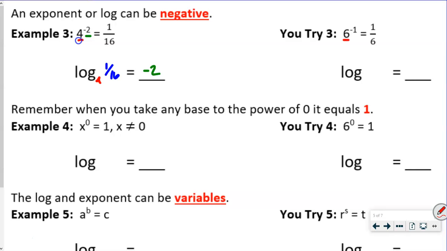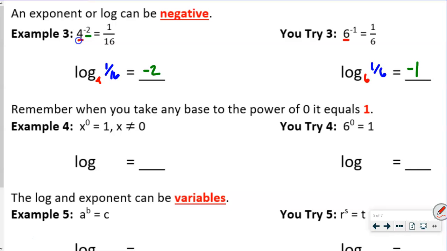Here we go again. Here's our base, log base 6, and we could just take what's on the other side of the equal sign and put it next if we wanted to. Of 1/6 is what? Our -1, right? So log base 6 of 1/6 is -1 again, because 6 to the -1, we would move the 6 to the denominator. So it would be 1/6, okay? So remember, when you take any base to the power of 0, it is equal to 1, right?